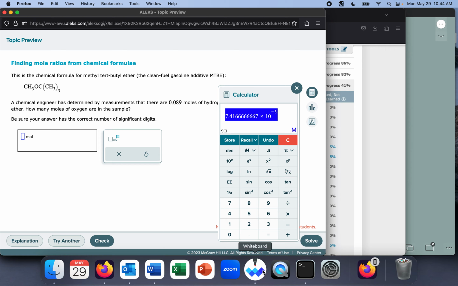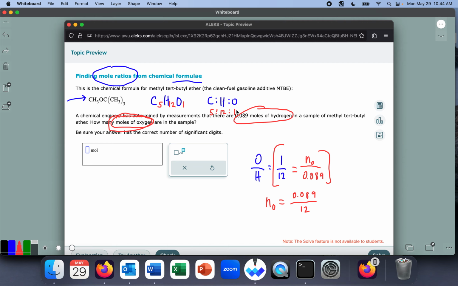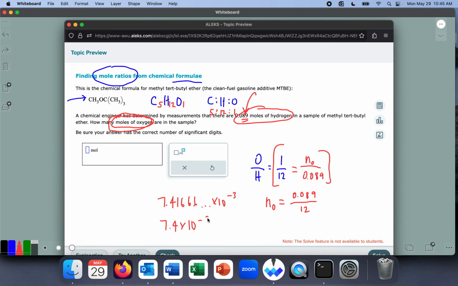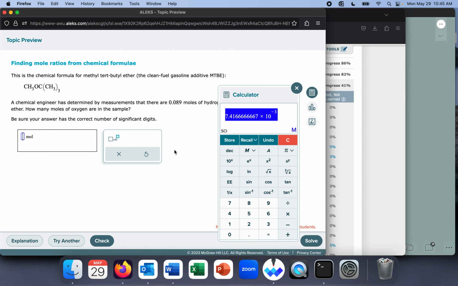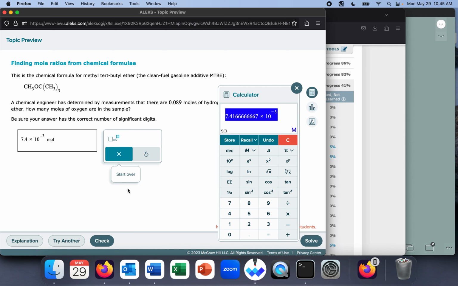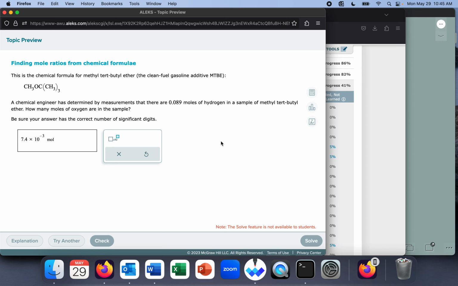Let's go back over to my whiteboard. How many sig figs did I have? I only had 2 sig figs here, so it's 7.41666 times 10 to the minus 3. But it looks like I'm only getting 2 sig figs here, so it's going to be 7.4 times 10 to the minus 3. Okay, there's my answer. Let's go back over to my screen, and I'm going to say 7.4 times 10 to the minus 3. Okay, let's check that. Hopefully I have green here.